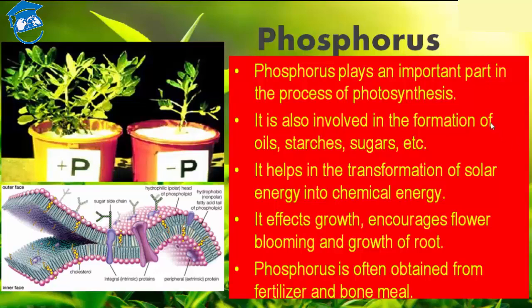So it plays an important part in the process of photosynthesis. It is also involved in the formation of oil, starch, sugar, etc. Third, it helps in the transformation of solar energy into chemical energy. Fourth, it affects growth. It encourages flower blooming and growth of root. And last, it is often obtained from fertilizer and bone meal.